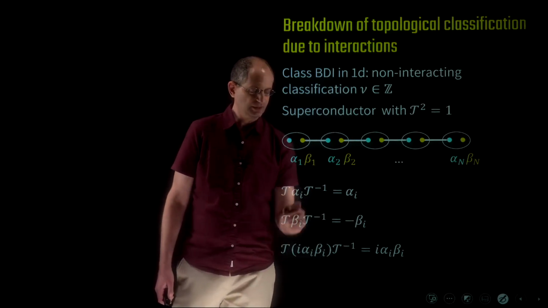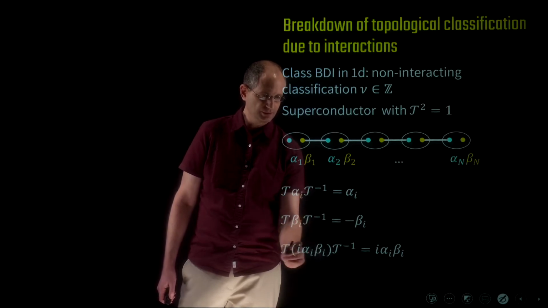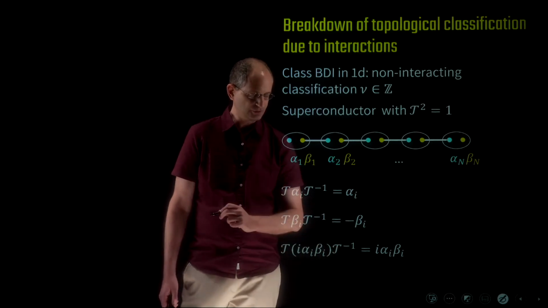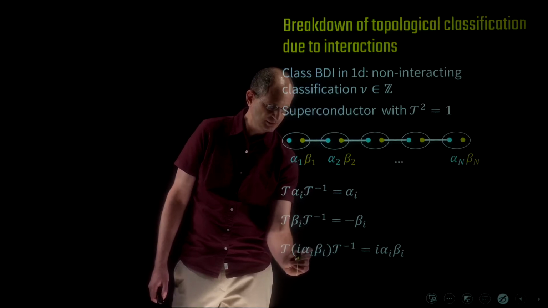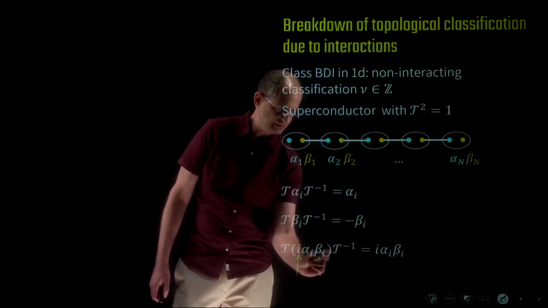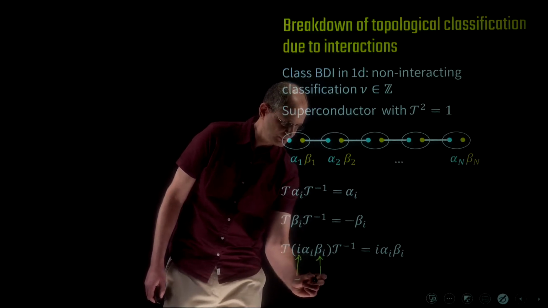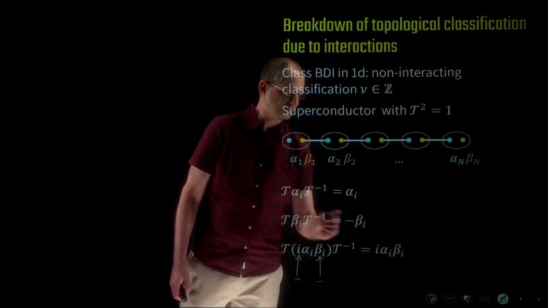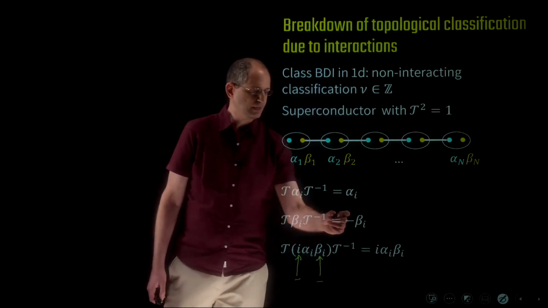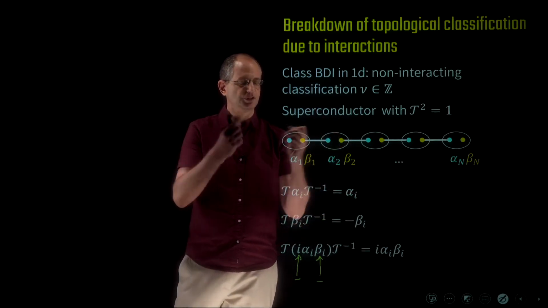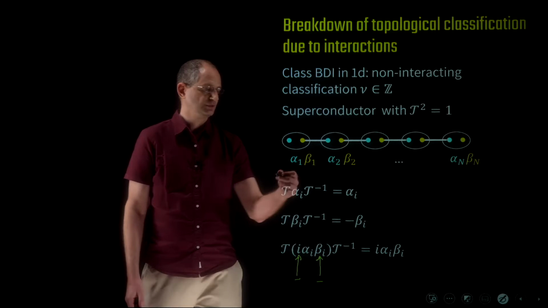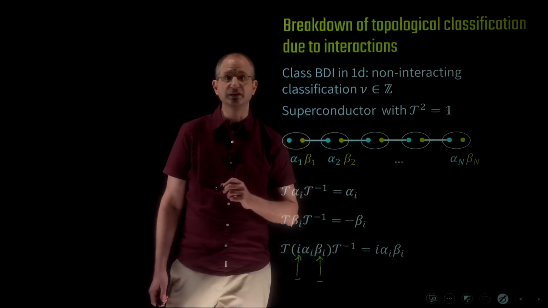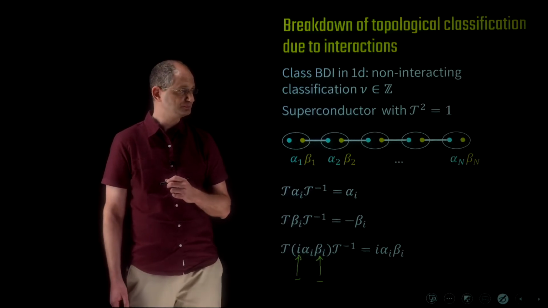Okay, and then we can easily show that a term like this, the term i alpha_i beta_i, is even under time reversal symmetry, and that's because there's one minus sign because of the i here, and there's another minus sign that comes from the beta. Okay, so overall this term is time reversal invariant. Similarly, any term that couples an alpha to a beta anywhere in the chain would be time reversal symmetric. In contrast, a term that would couple alpha to alpha or beta to beta would break time reversal symmetry.